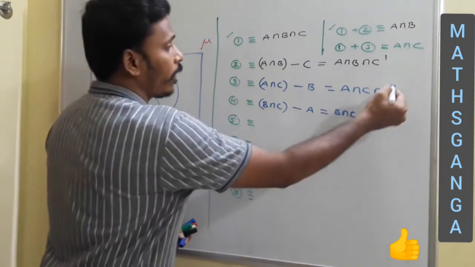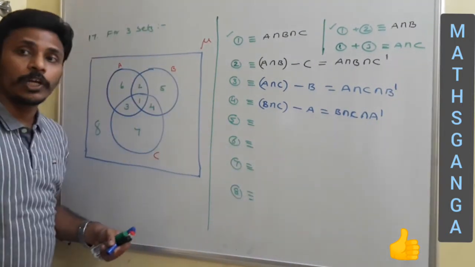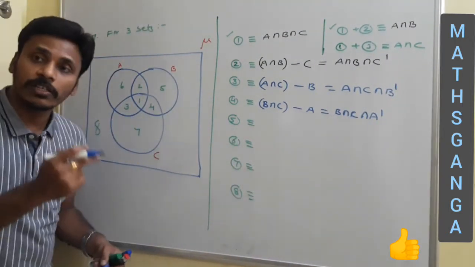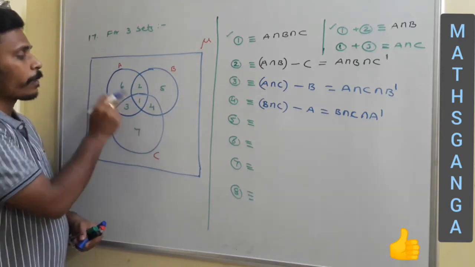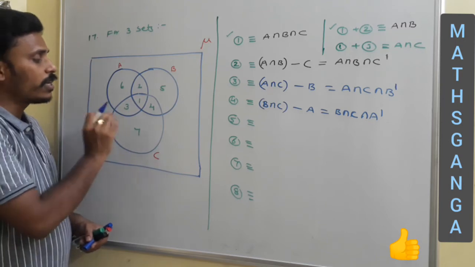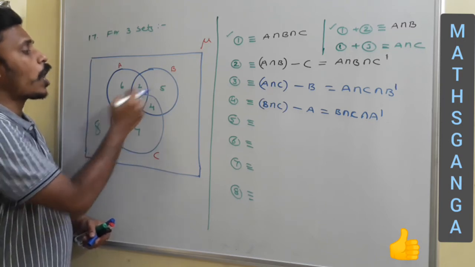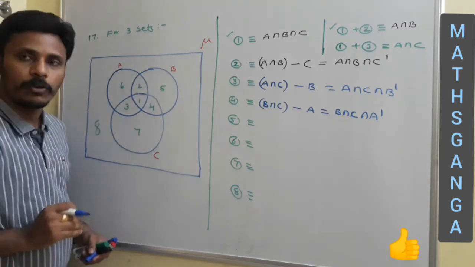Just think about it, okay? Just listening is not enough. You need to think along with me. A intersection C intersection B complement. A intersection C means these two regions 1 and 3. B complement means outside of B. That means only 3. Okay, just leave it.